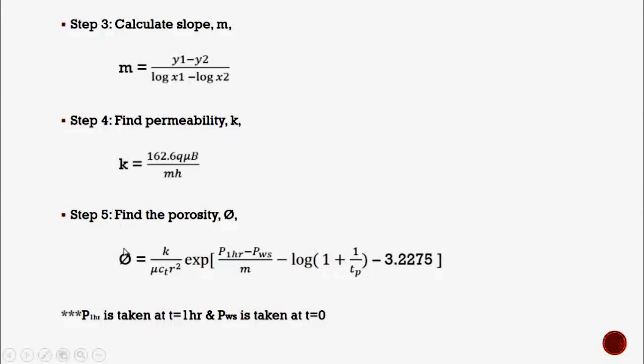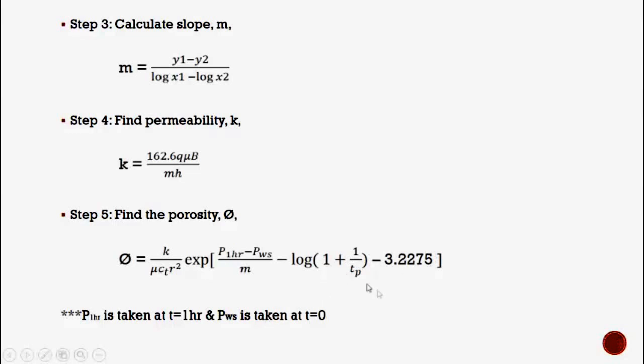Porosity can then be found by dividing the permeability that we have calculated in step 4 by viscosity, total compressibility, and the squared radius, multiplied with the exponent of pressure at 1 hour and the PWS taken at time equals 0, divided by m, which is the slope we have calculated in step 3, minus log of 1 plus 1 over production time, minus 3.2275.